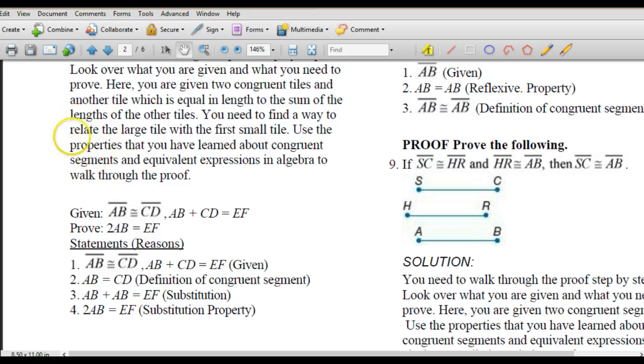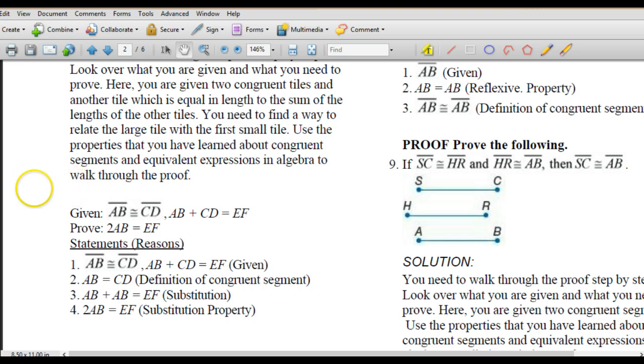So based off of this given information, let's state the given information. That's how we start the proof. State that given information. Then, since we know that these two segments are congruent by the definition of congruent segments, we get to say that they have equal length. So since AB is congruent to CD, then by the definition of congruent segments, the length of AB is equal to the length of CD.